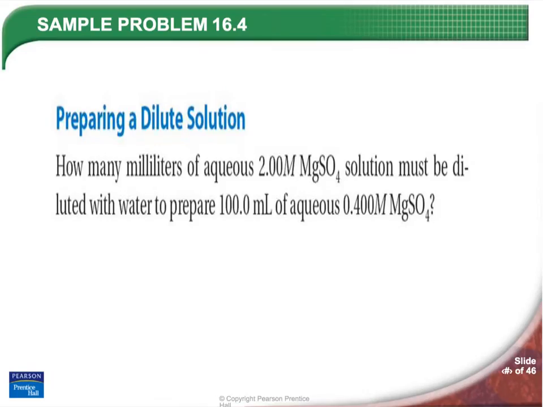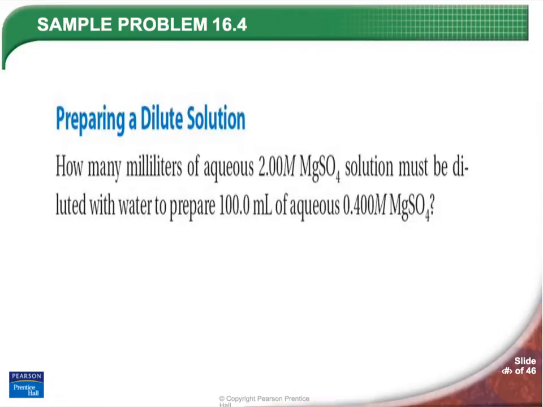So we're going to do an example dilution problem to help you look at how to read these problems, because that can be really important. So this problem says: how many milliliters of aqueous 2 molar MgSO4, magnesium sulfate solution, must be diluted with water to prepare 100 mL of aqueous 0.4 molar magnesium sulfate?